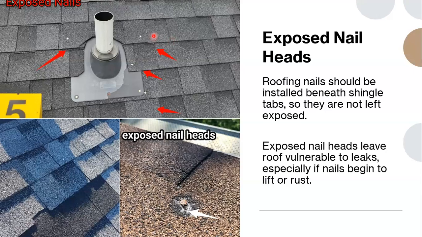So having the nails on the top part of the shingles here can be quite an issue, because if these start to lift or if they start to rust over time, that's just a hole straight into your attic where water can get in. So you want to make sure that when new shingles are installed, the nails are always on the underside of the shingle and not exposed where it can present a waterproofing issue.